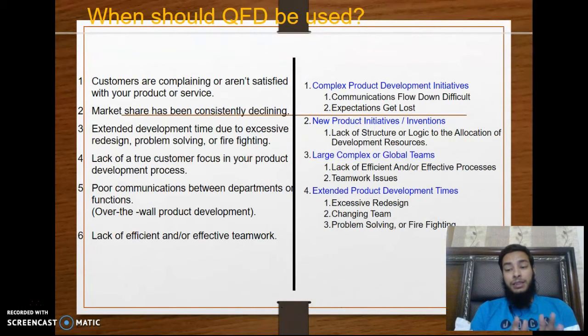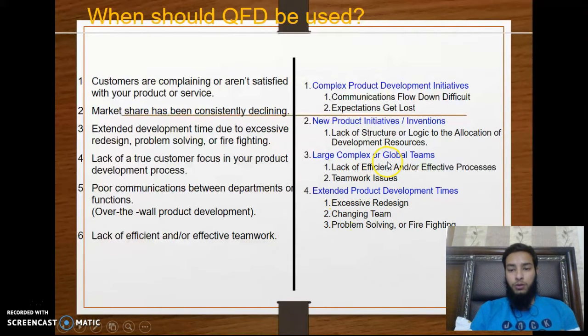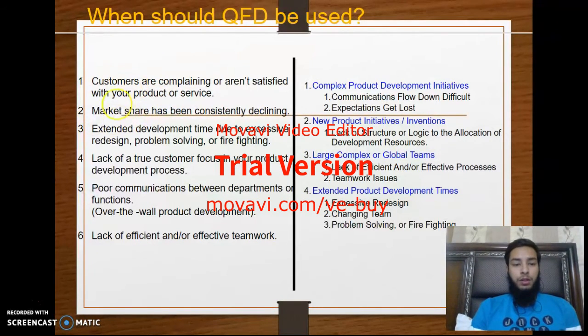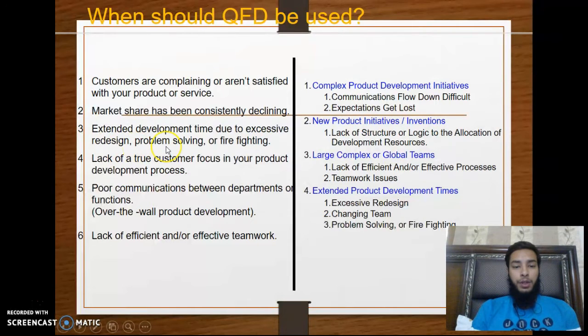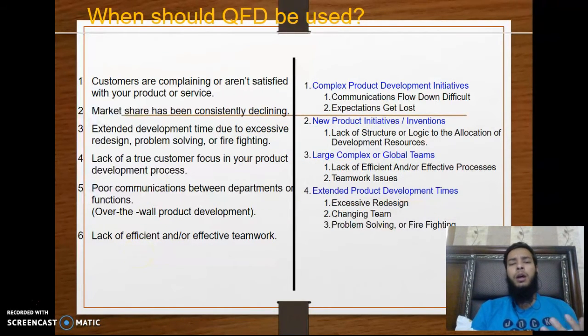So when should QFD be actually used? The company can use QFD when there are complex product development initiatives, you want new inventions, there are large, complex or global teams, you want extended product development, or your customers are complaining or aren't satisfied, you need to grow your market share, you have an extended development time and you need to reduce it, you have a lack of true customer focus in your product development process, there are poor communications and you want to improve them, or there is a lack of efficient or effective teamwork. So these are the situations where QFD can be used.